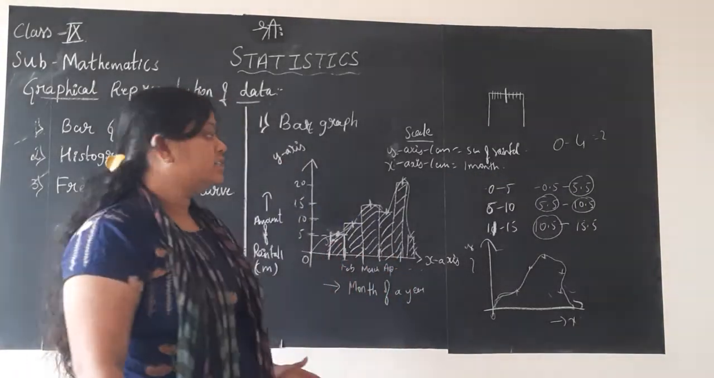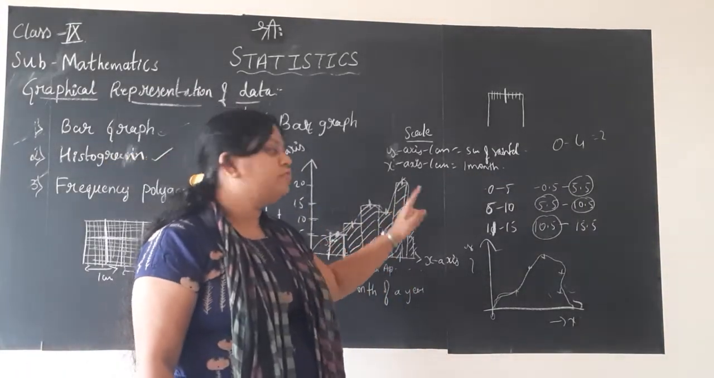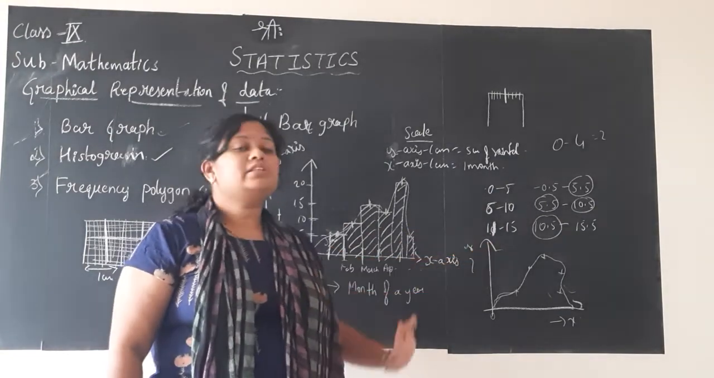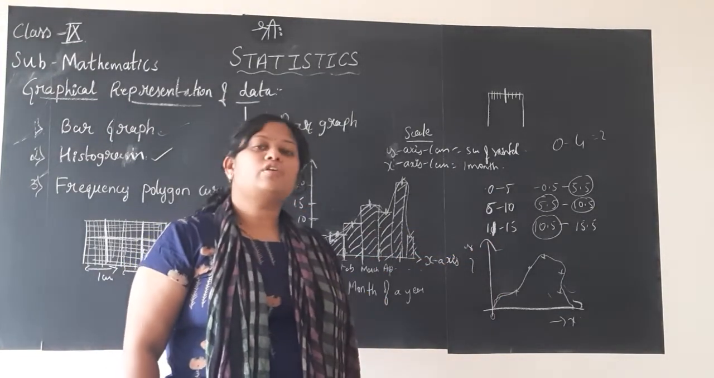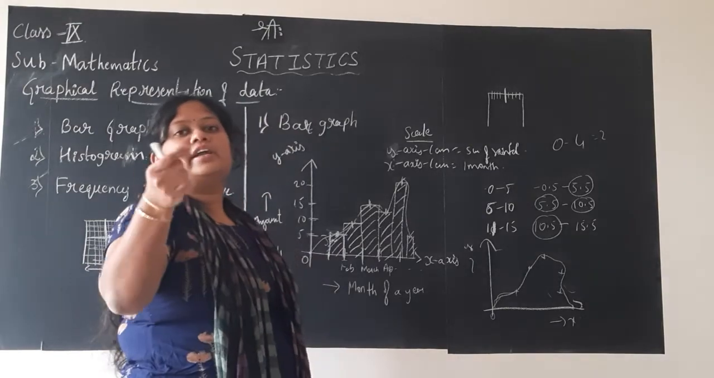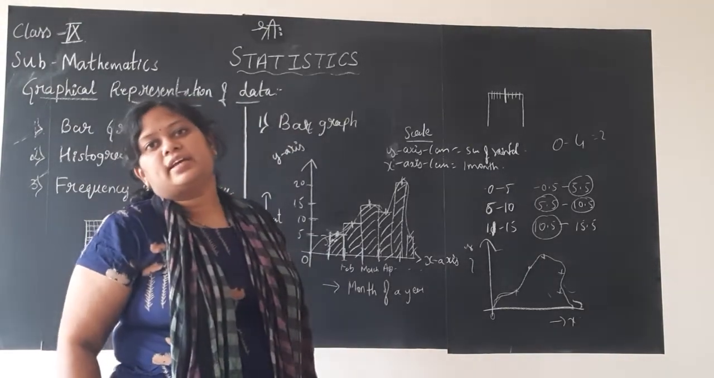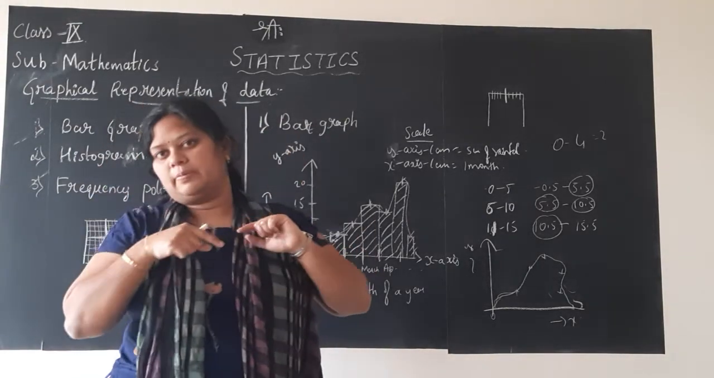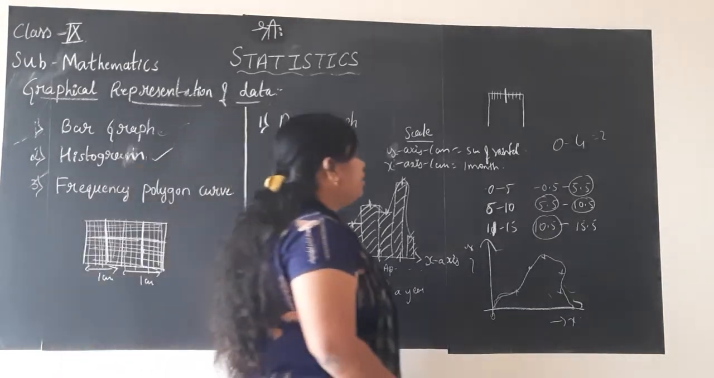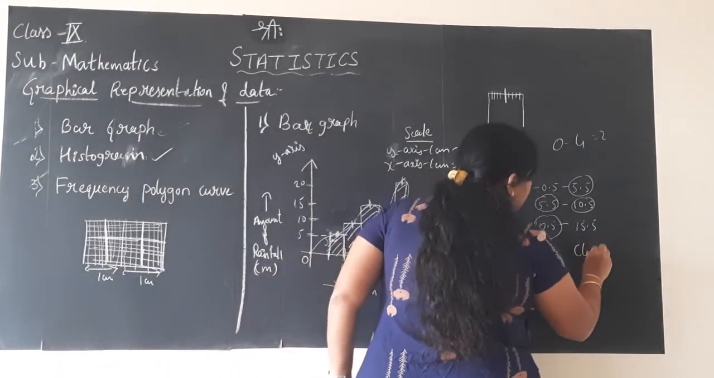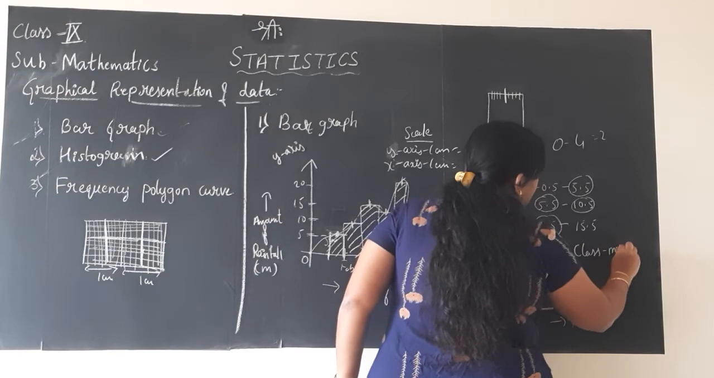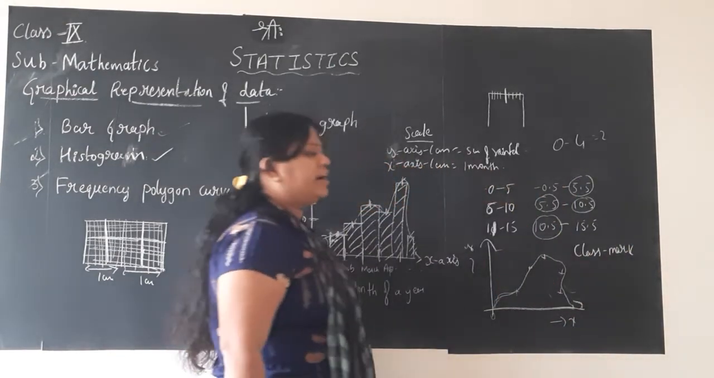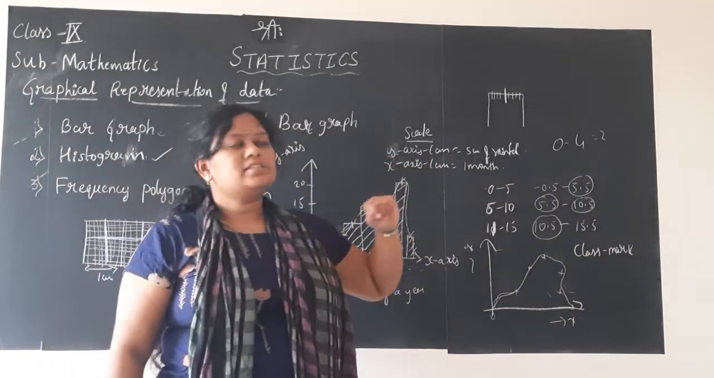If using a histogram, then like this you will join the midpoints. If you are doing it without drawing the histogram, directly drawing the curve, then one additional step you need to do with the calculation part, that is in the table. You have to find out something called the class mark.